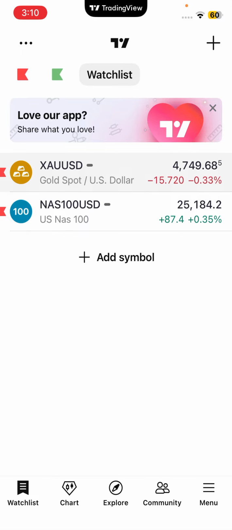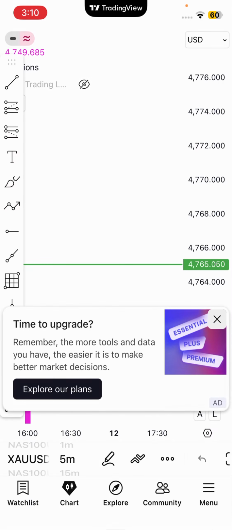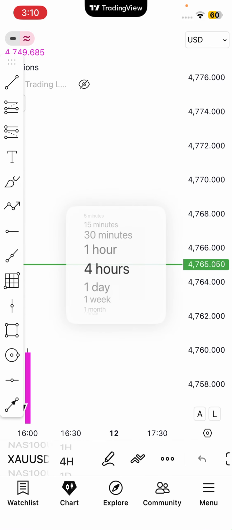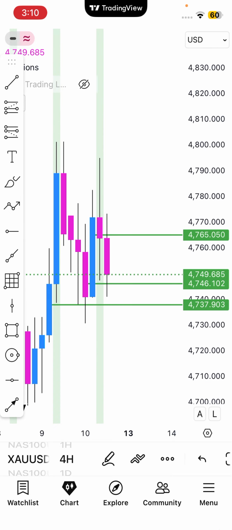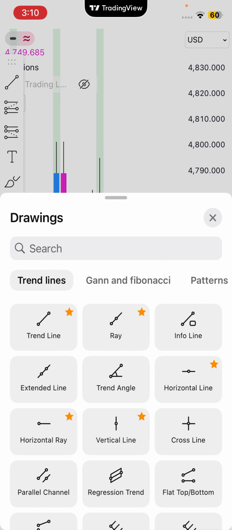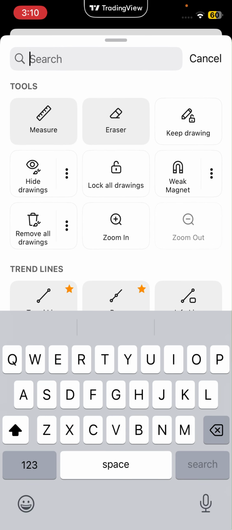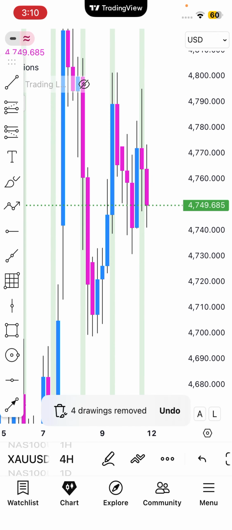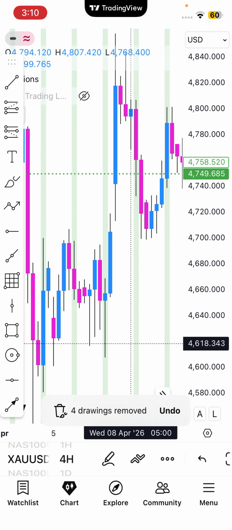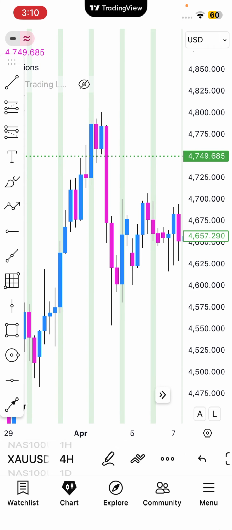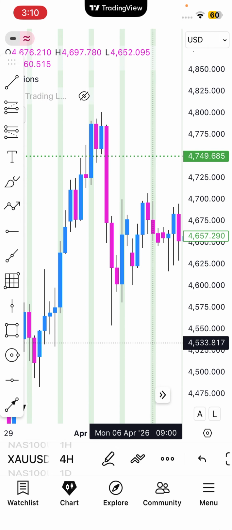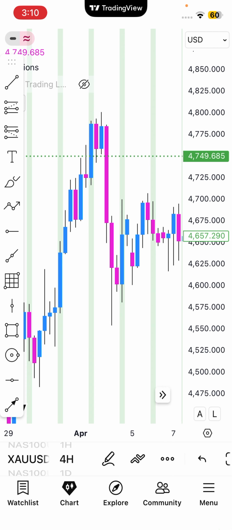So I'm going to go through the week over Gold and NASDAQ, take a look, see what happened. I'll start on the 4-hour time frame. Just going to show you. Move all drawings. Let's find Monday. This was Monday right here.